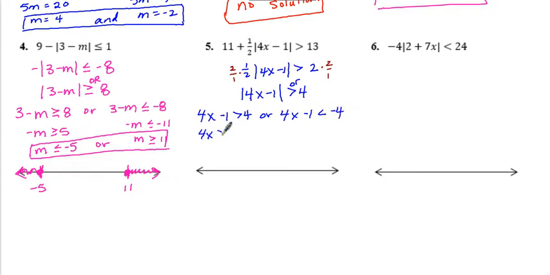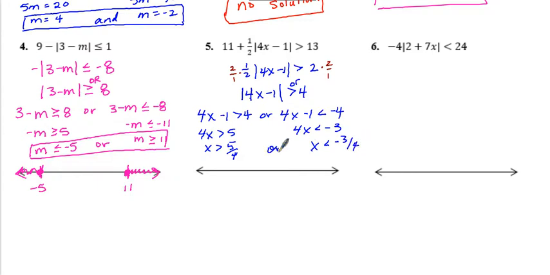Add 1 to both sides. Divide by 4. Add 1 to both sides. Divide by 4. Sorry about that. X is less than negative 3/4.